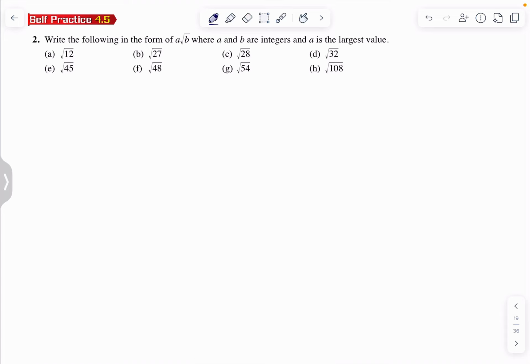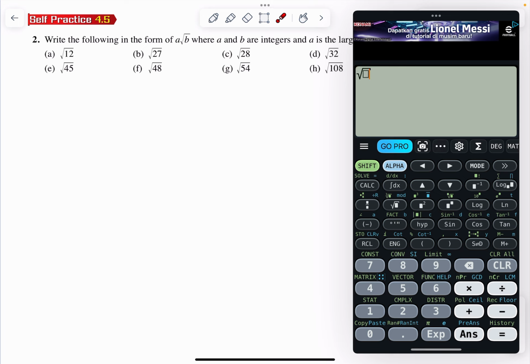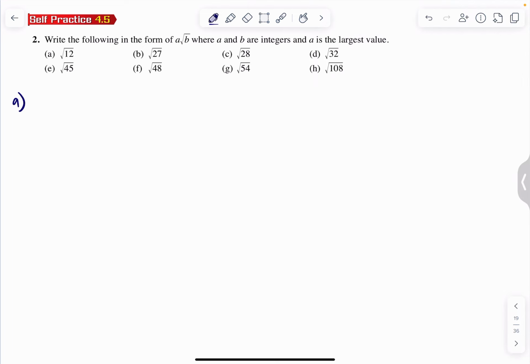Self-practice 4.5 question 2. Write the following in the form of A root B, where A and B are integers and A is the largest value. Right. So this question actually, since now your calculator is fancy, you can just put it in your calculator. It'll give you the answer. See, if I put root 12, it just gives me the answer straight. And it gives me in a way that A is the largest. So the calculator can give you the answer, but let's look at how to actually do it manually.